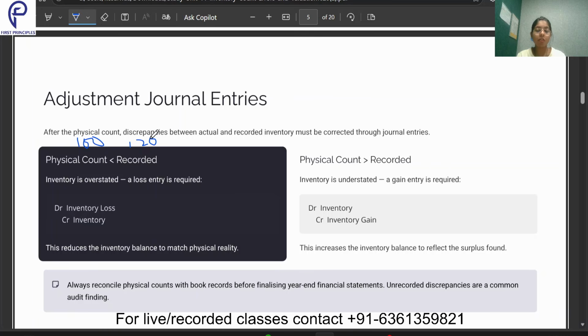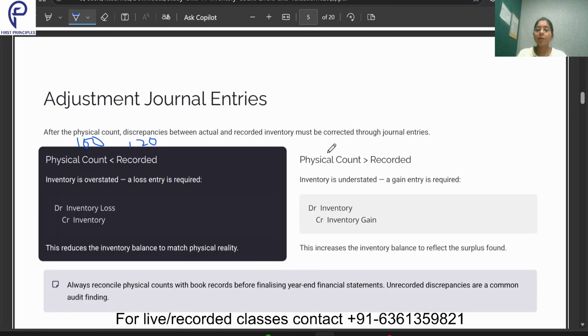So loss should be what? Loss should always be debited. And what should be credited? Inventory should be credited. Why? Because we are reducing the asset. Which asset? Inventory. If inventory is being reduced, what we should do? We should credit it. So the journal entry will be debit the inventory loss and credit the inventory. So this reduces the inventory balances to match the physical reality.